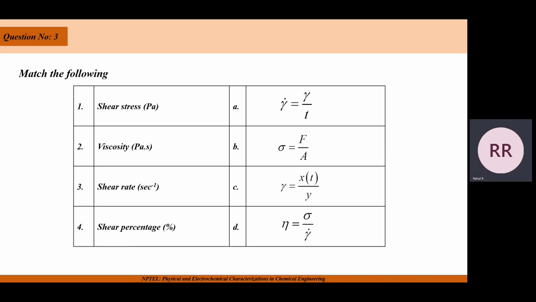Just take it for a while. Match the following: on the left side you have shear stress, viscosity, shear rate, and shear percentage, and the corresponding formulas are in jumbled order on the right side. Try to match them and figure it out for a while, then I will give the answer. Just try it for a few seconds.